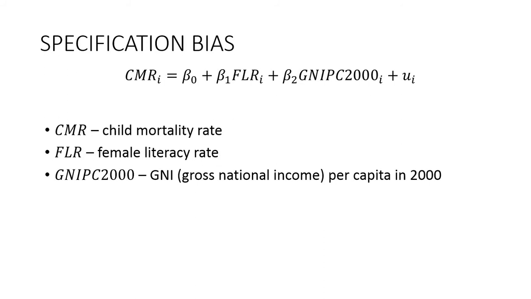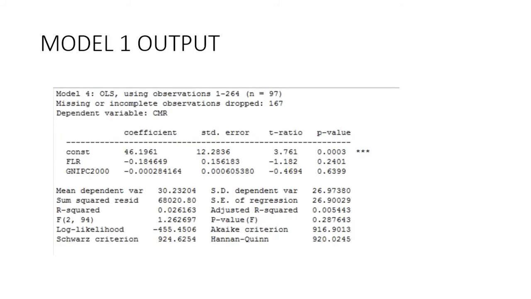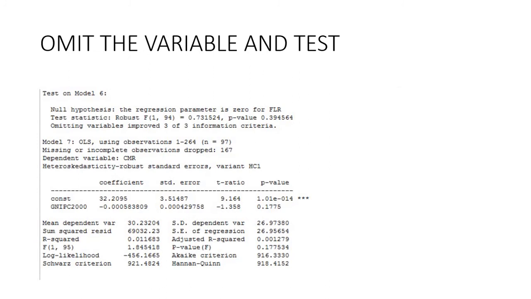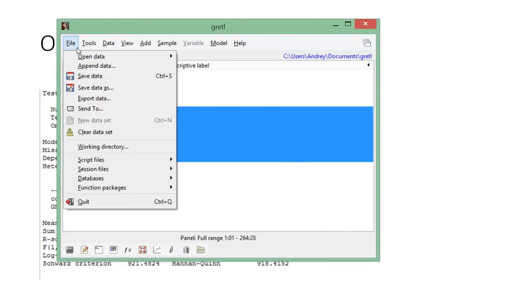Okay, so here we have this regression model. Here you can see the output. Please pay attention to the fact that for both variables, the p-value is higher than 0.1, which means that these variables do not cause any statistically significant effect on child mortality rate. So in this case, if you want to check whether all of the variables are relevant, you can try to omit a variable. I will show it to you in a second.